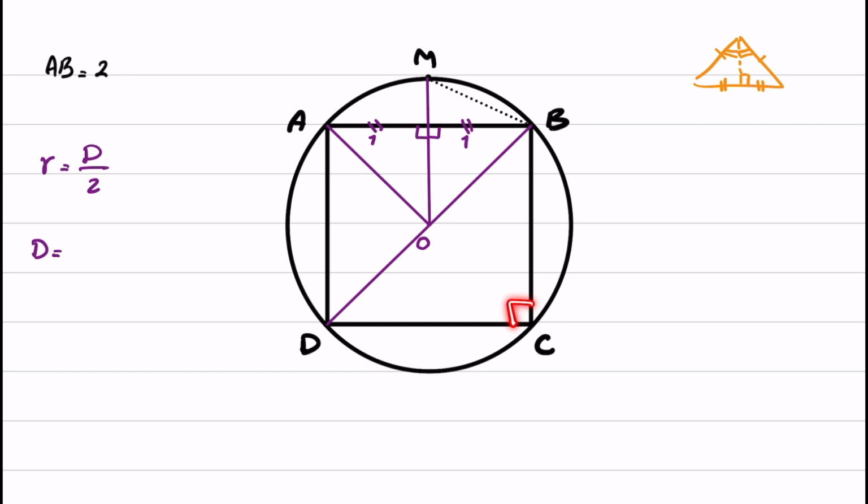This is a right triangle. We have 2 here and 2 here. Therefore, D is equal to 2 times the square root of 2. And from this, R is equal to square root of 2. So OB is square root of 2.